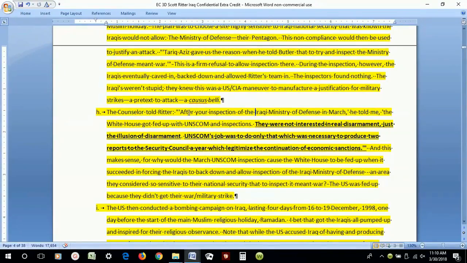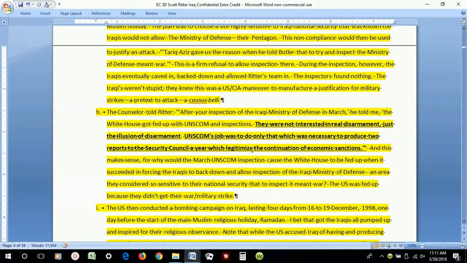The counselor told Ritter, quote, after your inspection of the Iraq Ministry of Defense in March, he told me, the White House got fed up with the UNSCOM inspections. They were not interested in real disarmament, just the illusion of disarmament. UNSCOM's job was to do only that which was necessary to produce 2 reports to the Security Council a year, which legitimized continuation of the economic sanctions.